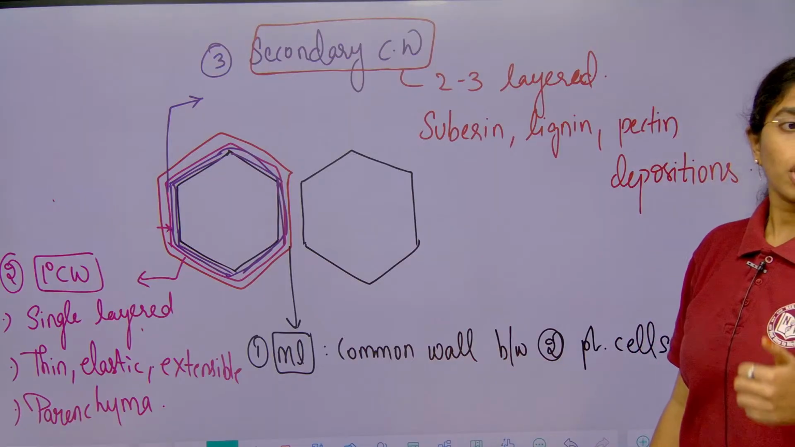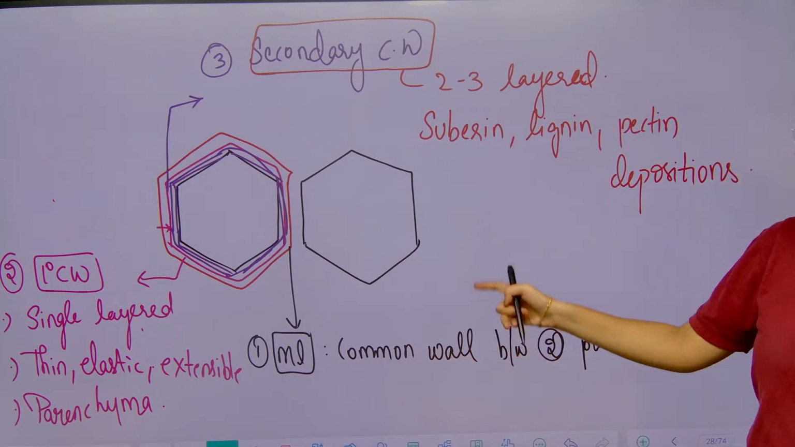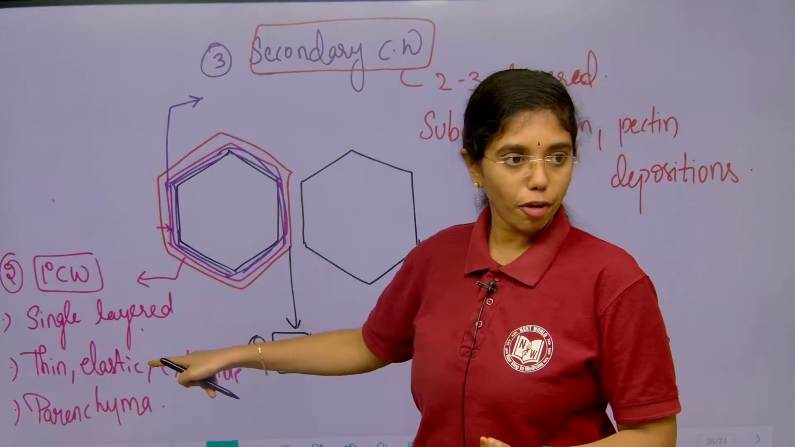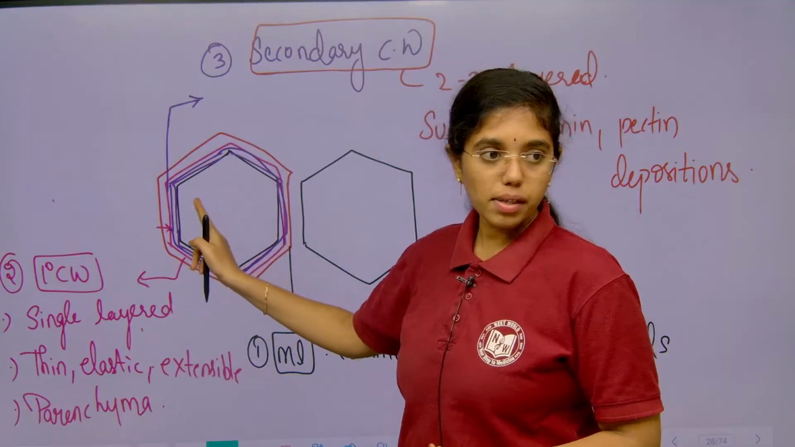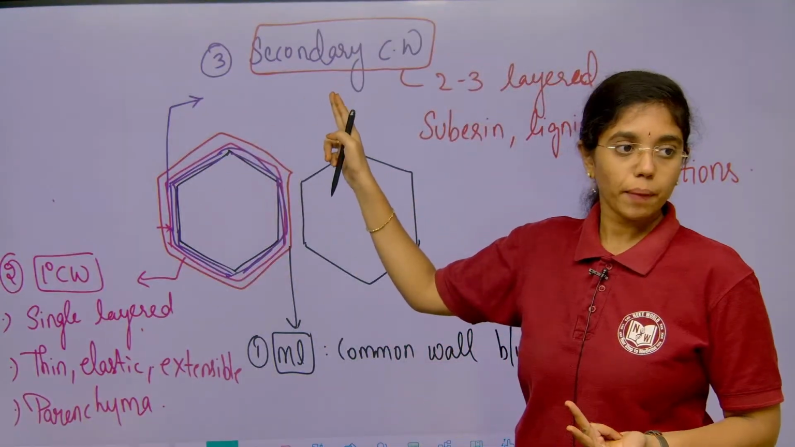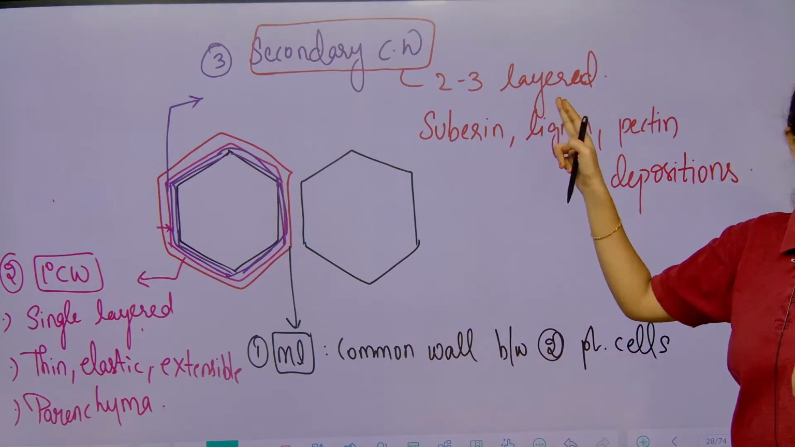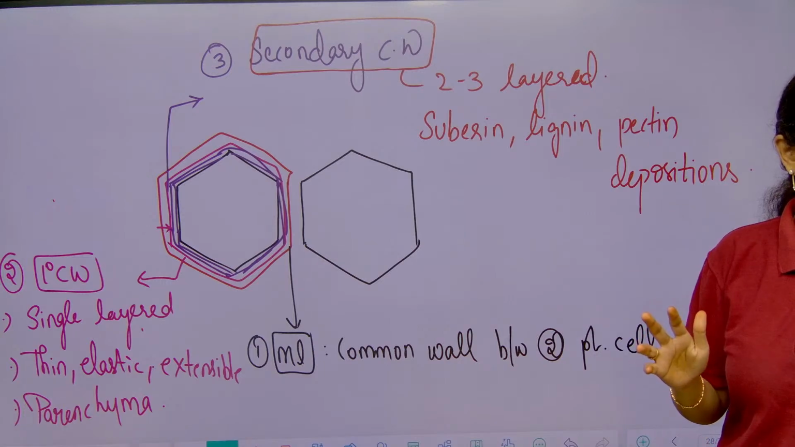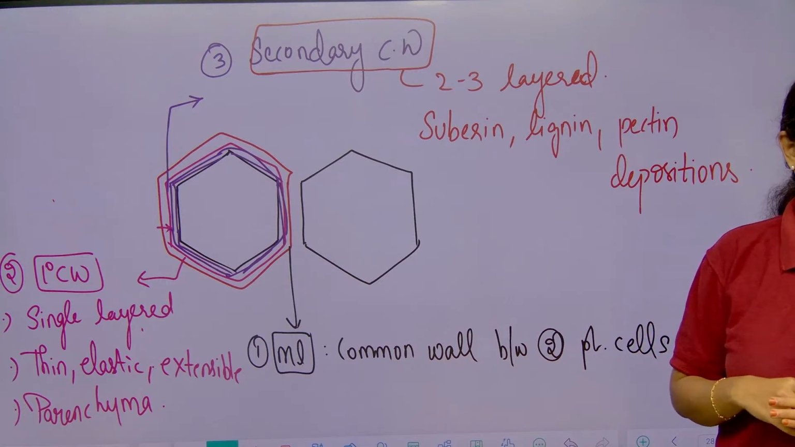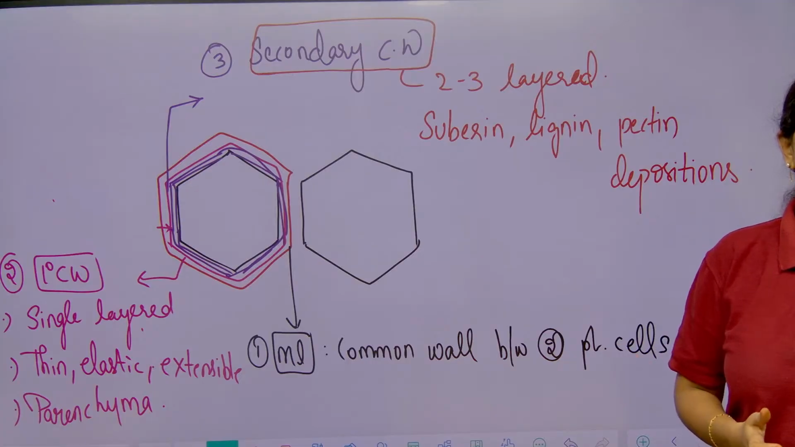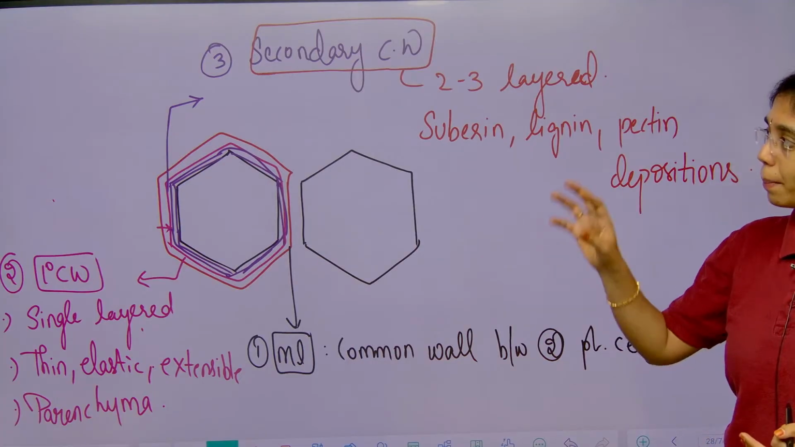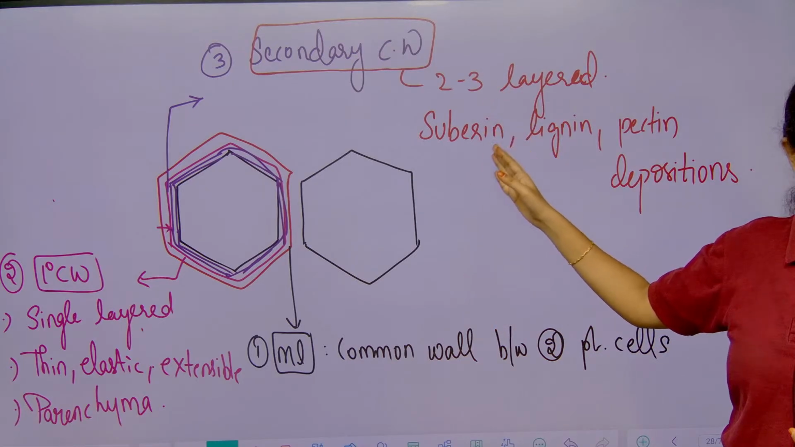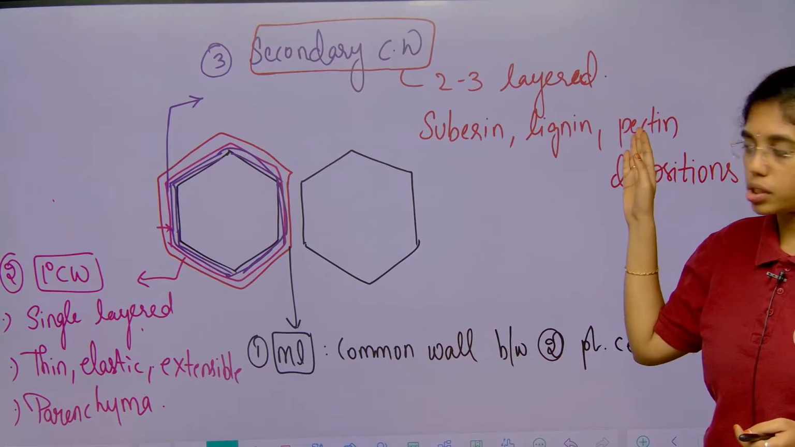Got it, right? So, the common wall layer is middle lamella. Next to middle lamella what is formed? Primary cell wall, which is thin, extensible, made up of parenchyma. Inner to the primary cell wall, secondary cell wall is formed. Secondary cell wall is how many layered? 2 to 3 layered. The secondary cell wall will form in tall plants like gymnosperms, angiosperms. Not all plants, and not all regions of the plant, will have secondary cell wall layer. But if it is forming, it can have 2 to 3 layers. It is made up of suberin, lignin or pectin depositions.